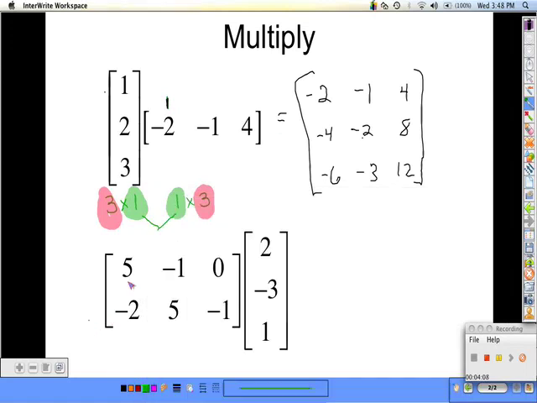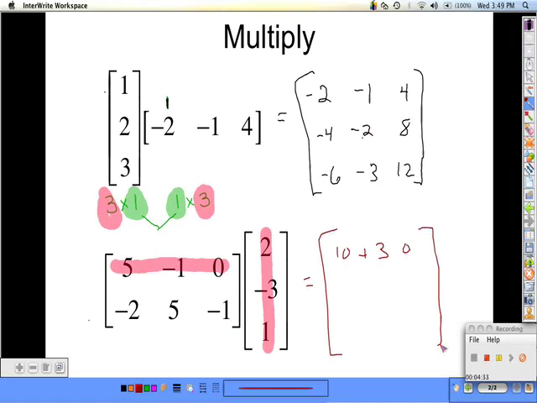In the second example, we're going to do row times column again, the entire row times the entire column. So we're going to do 5 times 2, which is 10, and then we're going to add negative 1 times negative 3. Then we're going to add 0 times 1. And that's the only column, so we stop. And we're going to move on to the second row times that column.